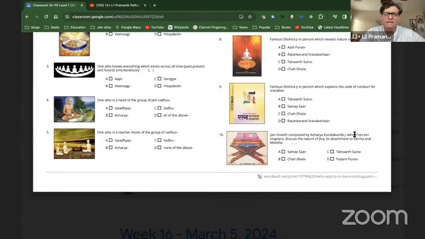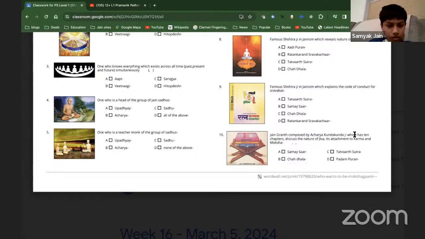You'll find it in your temple library and in the temple every time. Which is that Shastra? The name of the Shastra is Samaysar. What is the name? Samaysar.